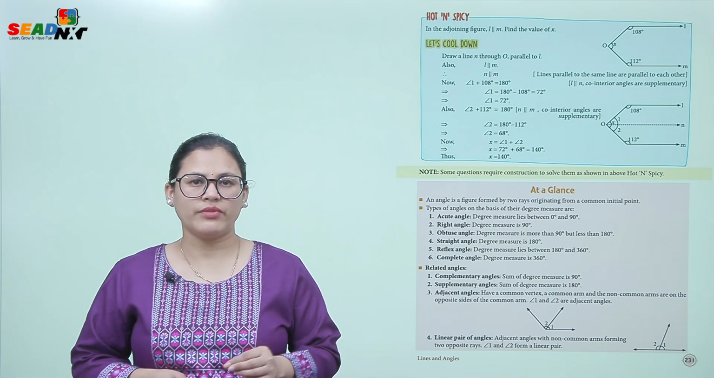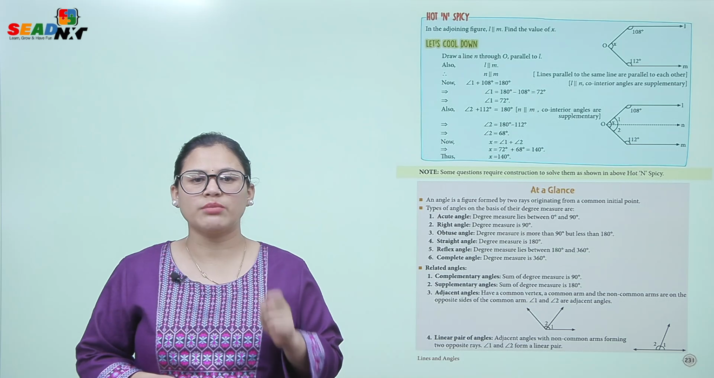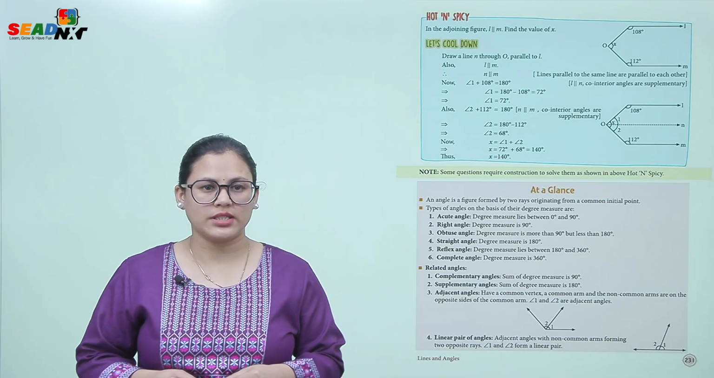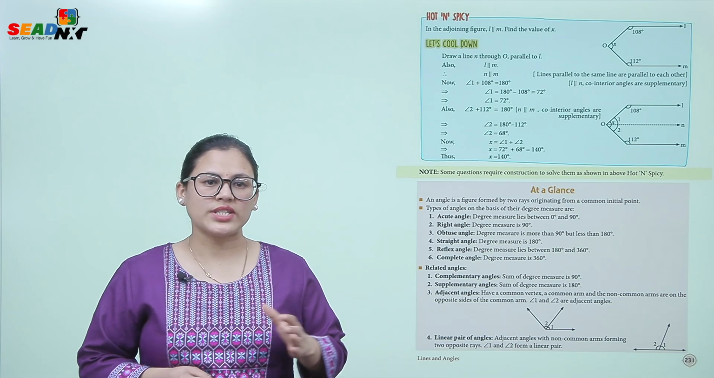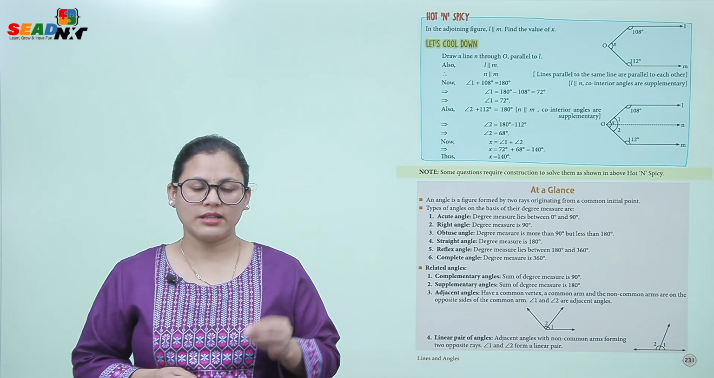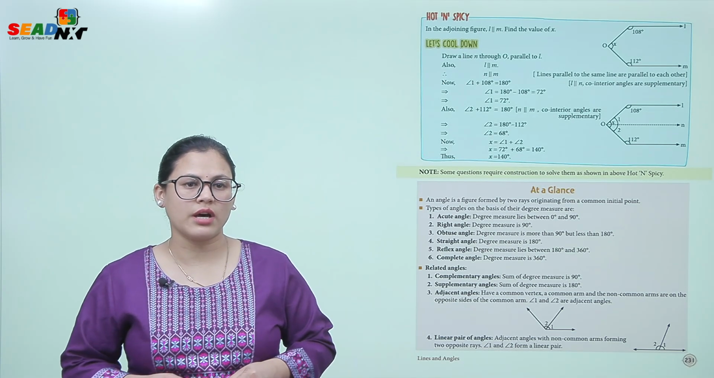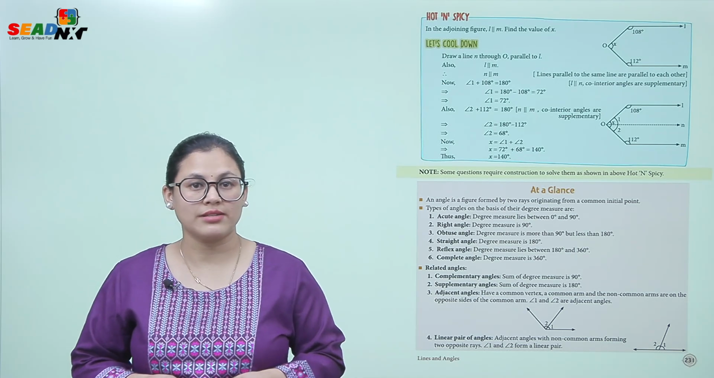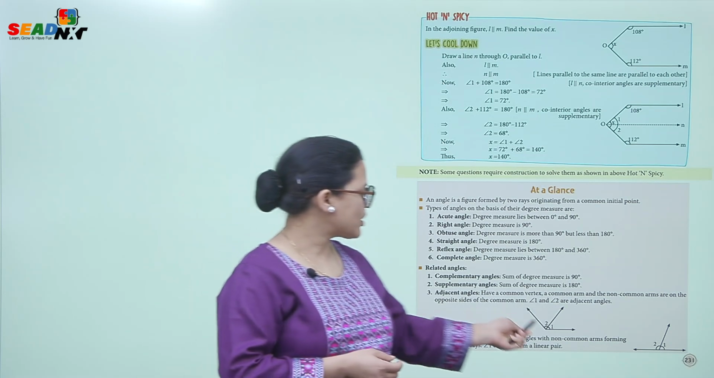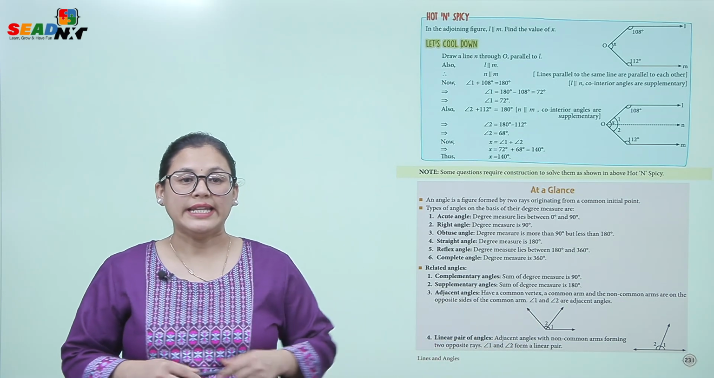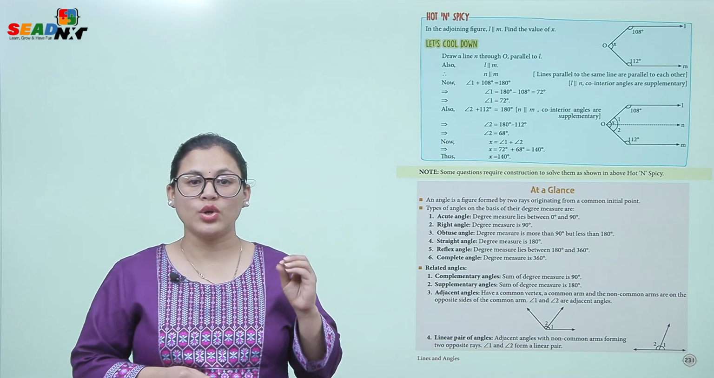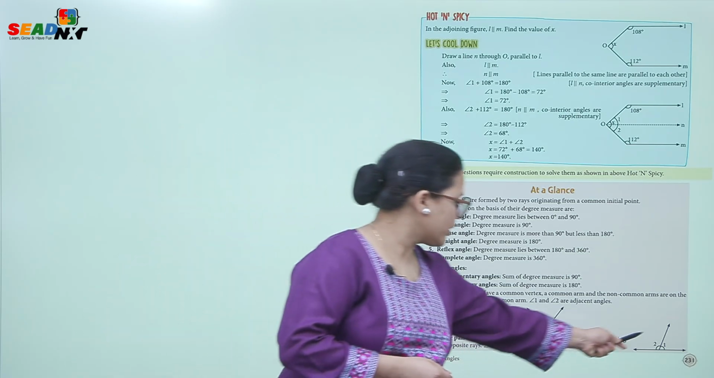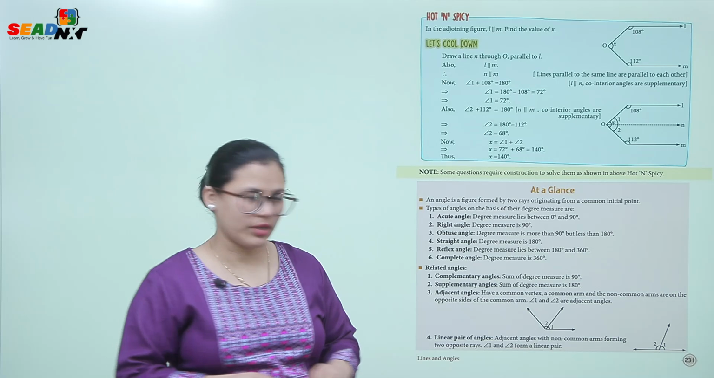Related angles: number 1, complementary angles, the sum of degree measures is 90 degrees. 2, supplementary angles, the sum of degree measures is 180 degrees. Number 3, adjacent angles have a common vertex, a common arm, and the non-common arms are on opposite sides of the common arm. Angle 1 and angle 2 are adjacent angles. Number 4, linear pair of angles: adjacent angles with non-common arms forming two opposite rays. Angle 1 and angle 2 form a linear pair.